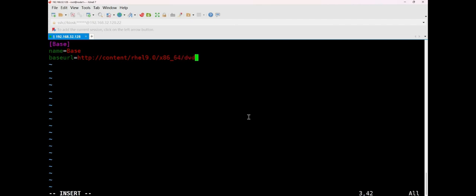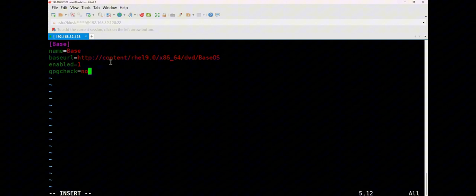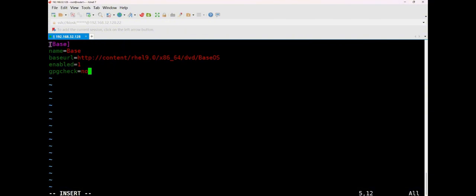Then I'll write down this path here. This is the first one. Then enable it. Enable the repository. As for verifying the key, we don't need it. 0 or no is fine. Here, yes or 1 is also fine.